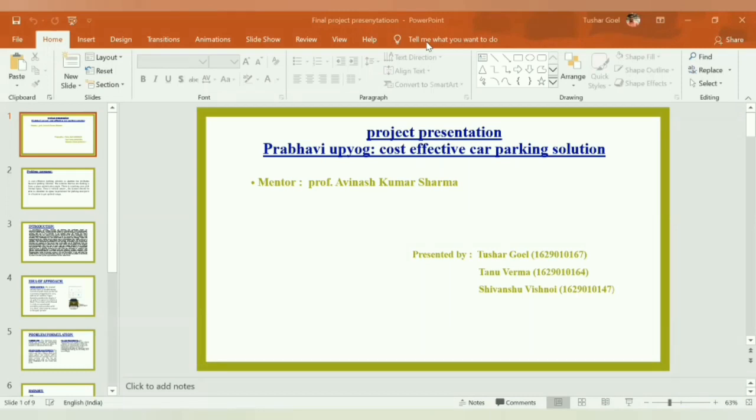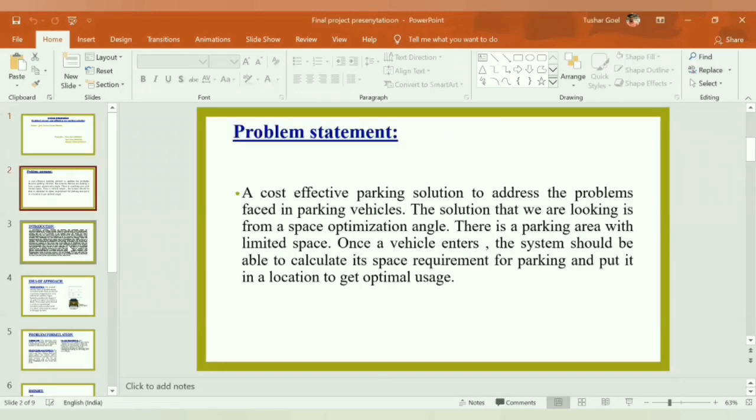So basically, our problem is we are addressing the problems of the people who are facing problems in parking the car. They normally find problems in looking for a parking space, and there is a parking area with limited space. So we are making a technological solution for this, because if a vehicle enters, the system should be able to calculate the space requirement for the parking and put it in a location to get the optimal space usage.